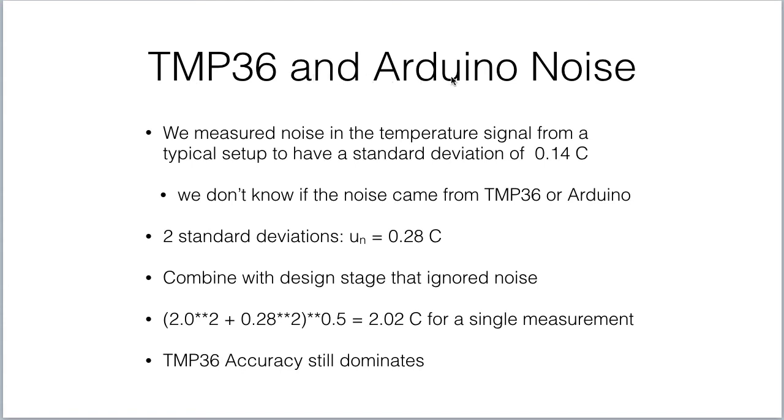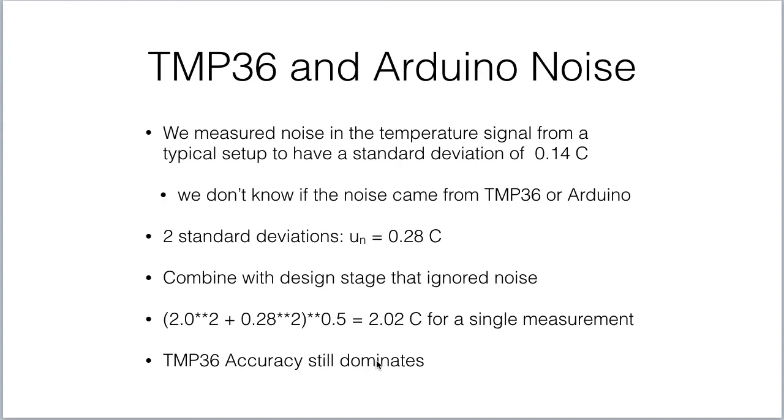Now, there's still some more noise out there. We measured noise in the temperature signal from a typical setup and found a standard deviation of around 0.14 degrees Celsius. And we don't know where that noise came from, but if we want to make a higher order estimate of our uncertainty, we need to include that noise into the uncertainty. So we take 2 standard deviations of that noise, 0.28 degrees Celsius, and combine that with our design stage that ignored the noise. And combining that, we still are only a little over 2 degrees Celsius for a single measurement.